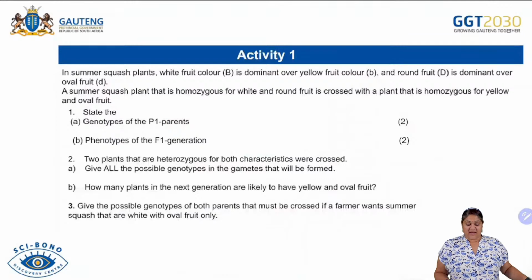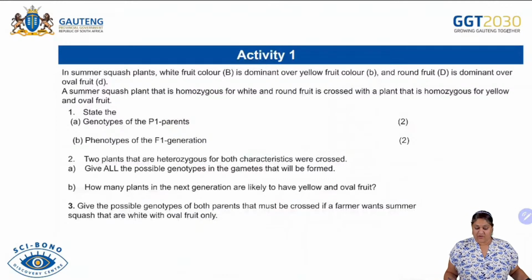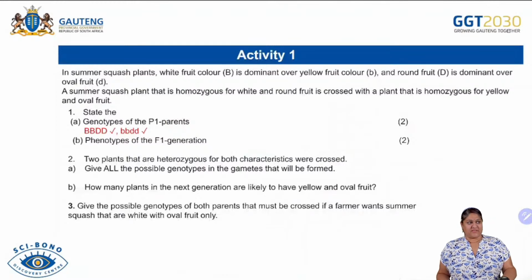Okay, so now they're saying homozygous white and round, with homozygous yellow and oval. So we are going to have the situation where we are homozygous for both traits. So we have capital B, capital B, capital D, capital D, and small b, small b, small d, small d.